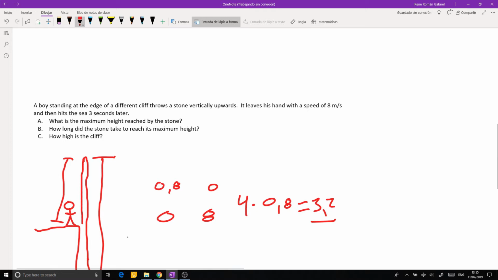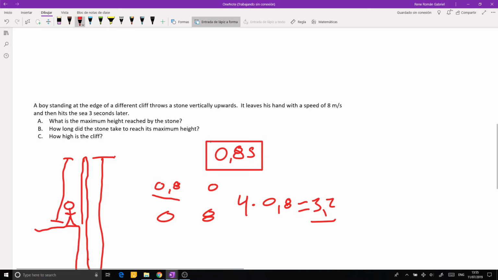So now we should do the other ones. How long did it take to reach its maximum height? Well, we just said right here. It's really easy, 0.8. We don't have to think anything. So that'll be 0.8 seconds.